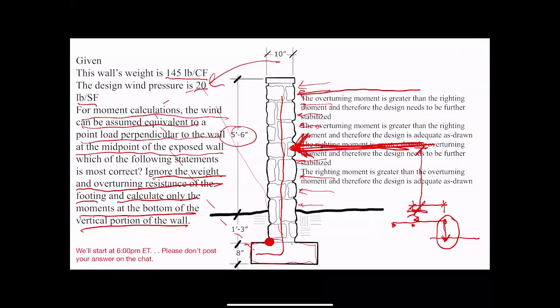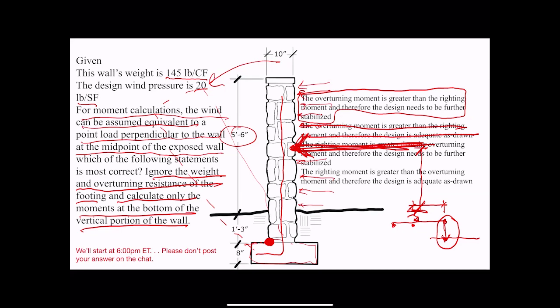The overturning moment is greater than the righting moment, and therefore the design needs to be further stabilized. That's the correct answer. The next choice, the overturning moment is greater than the righting moment, and therefore the design is adequate as drawn. That should be pretty obvious to you that can't be true. If the overturning moment is greater than the righting moment, then that doesn't make any sense. Then we would have a first windstorm at 20 pounds per cubic foot. We would have a wall that was flat.